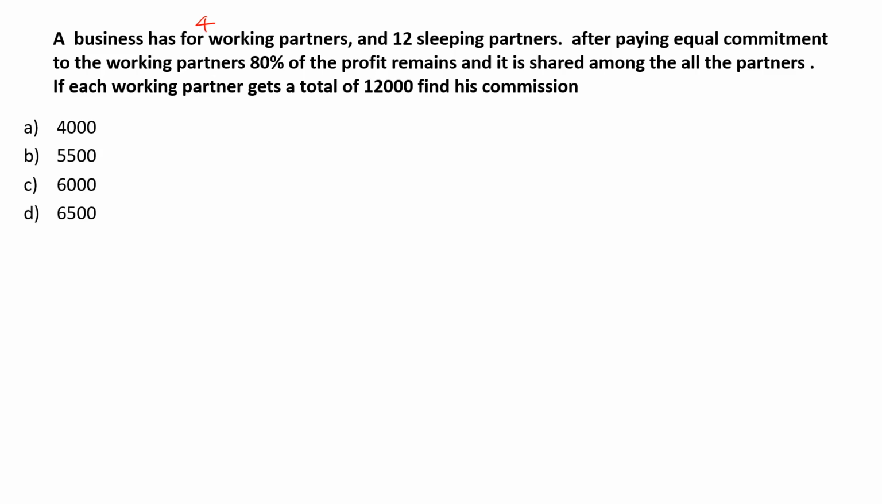A business has 4 working partners. In a business there are 4 working partners and 12 sleeping partners. After paying equal commission to the working partners, 80% of the profit remains.